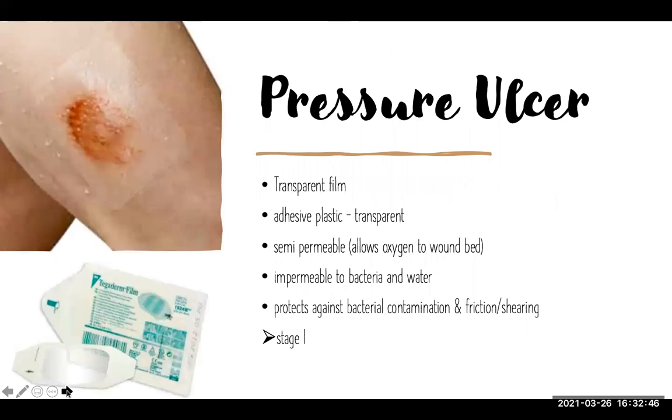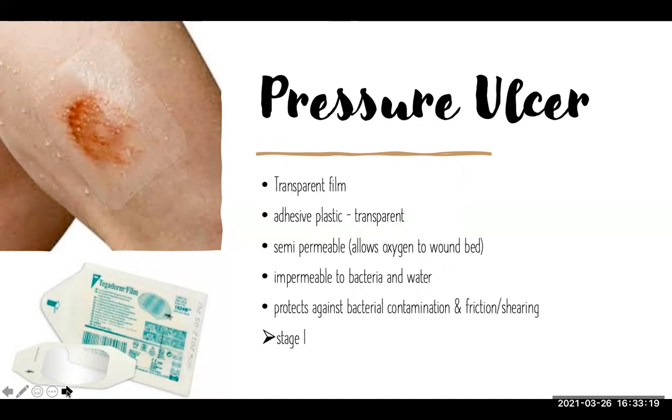So here's just examples again of pressure ulcers and the dressing. So here's a transparent dressing. It's an adhesive plastic dressing. It is a semi-permeable dressing which allows oxygen to flow in and out of the wound bed through the dressing, but it's impermeable to bacteria and water. Protects against bacteria, and it also protects against friction, shearing, mechanical injury.